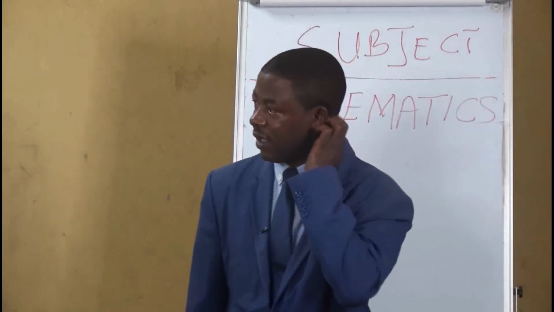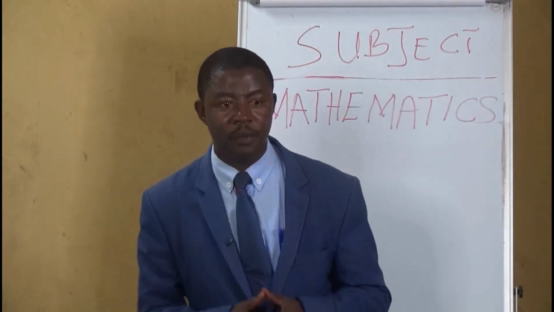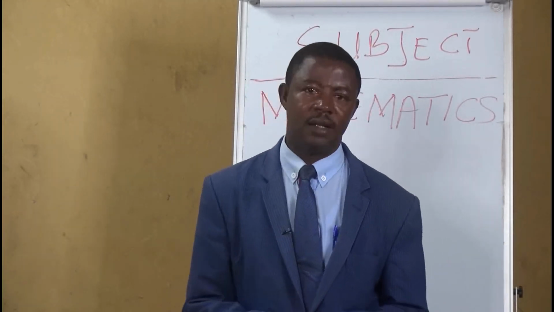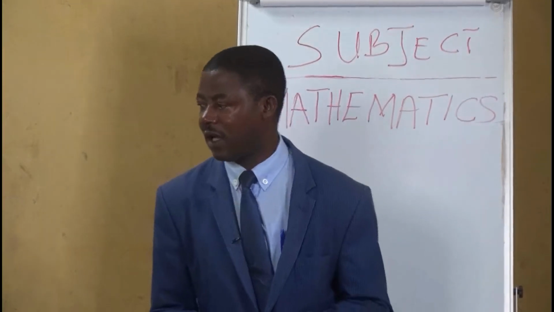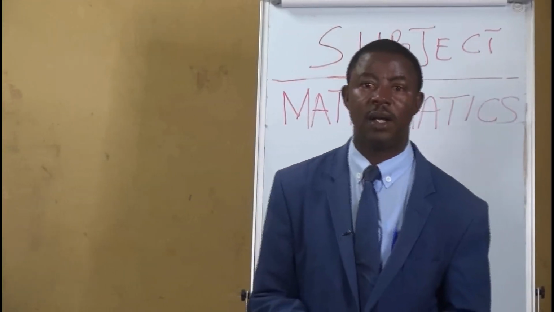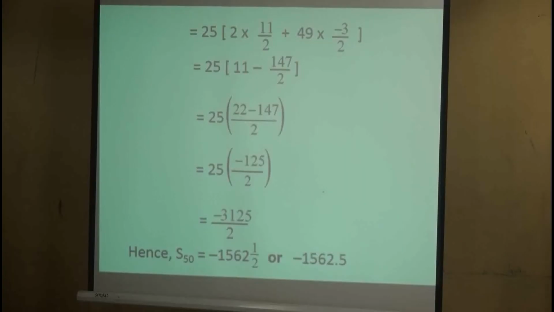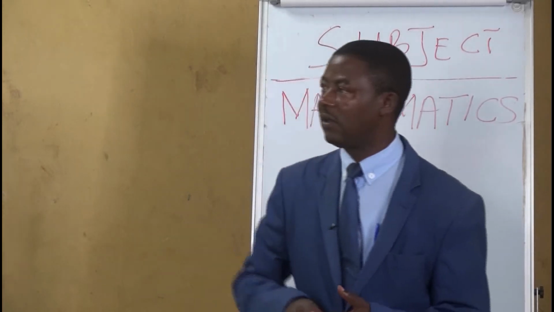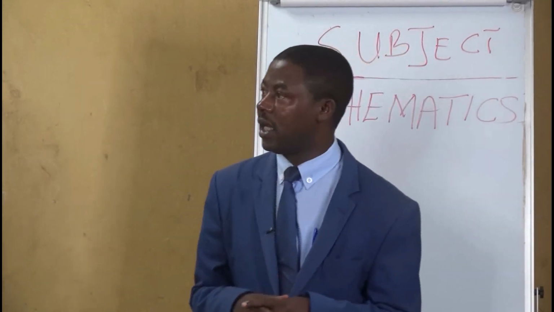We proceed further and substitute appropriately. The sum of the first 50 terms will be minus 1,562 and 1 over 2, or you can just say, when you divide decimally, minus 1,562.5.